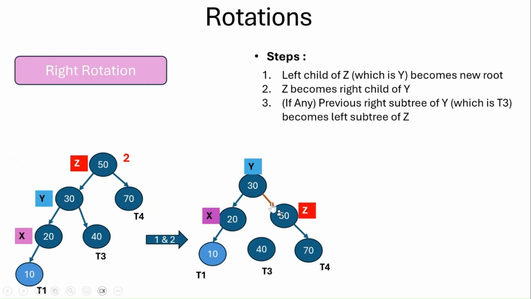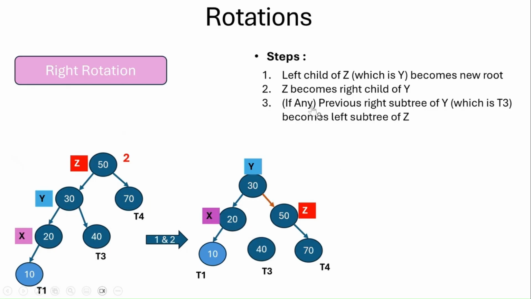So you can see here, right? Now T3 is removed, because Y's right child is now Z, so that link is removed. So where will we add it?